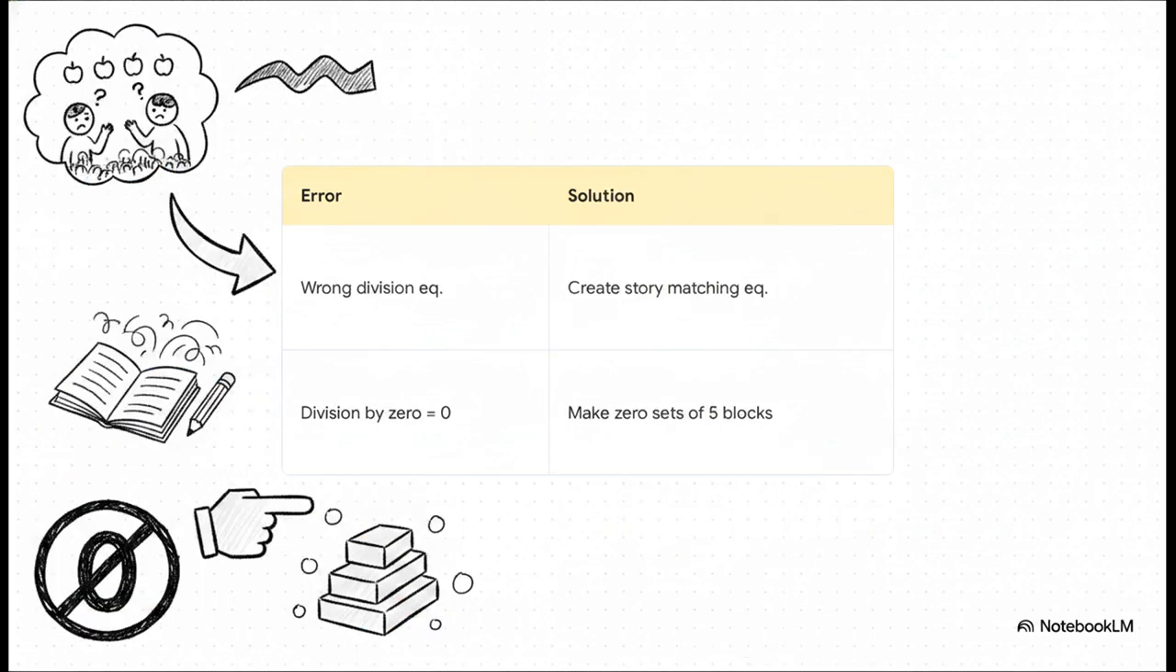And what if a student writes the wrong division equation entirely? Like they write down 5 divided by 120 when they actually meant 120 divided by 5. Just ask them to create a real-world story that matches their equation. Seriously, imagine trying to write a story about sharing 5 single items equally among 120 people. It instantly exposes how absurd the error is. Or going back to the beginning, if they think division by 0 equals 0, hand them 5 blocks and tell them to physically make sets of 0. They'll realize in about 2 seconds that it's just literally impossible.